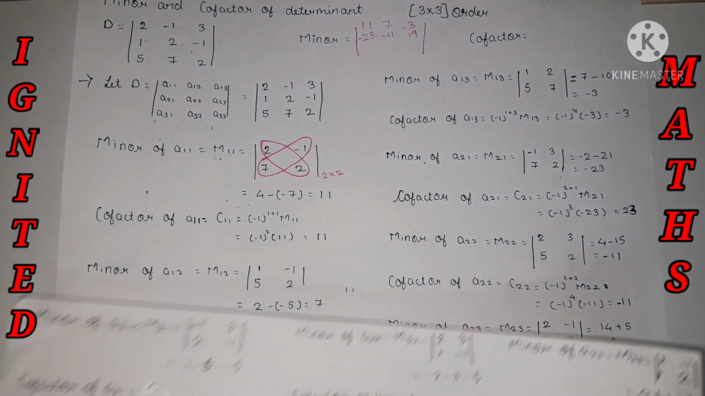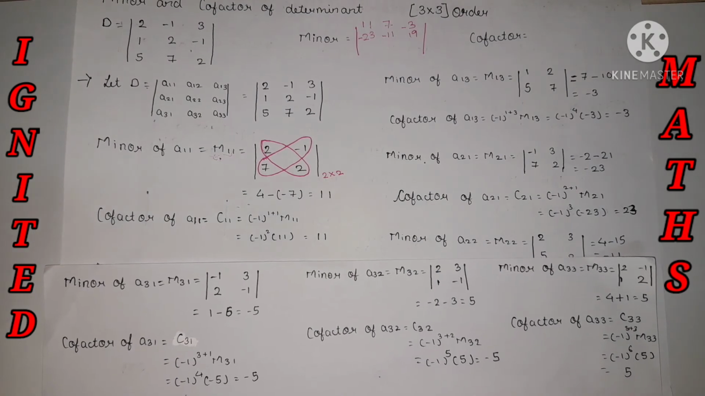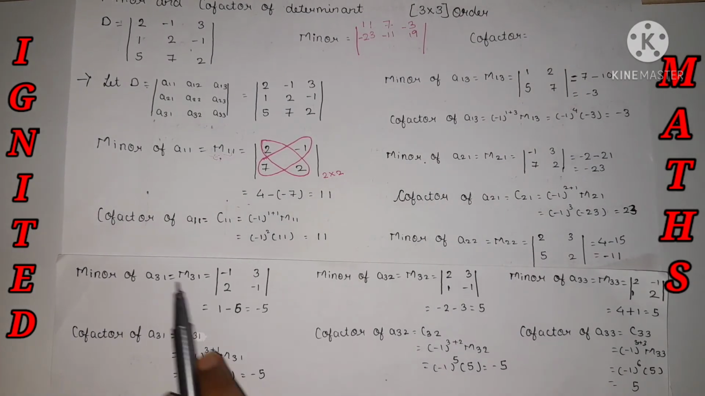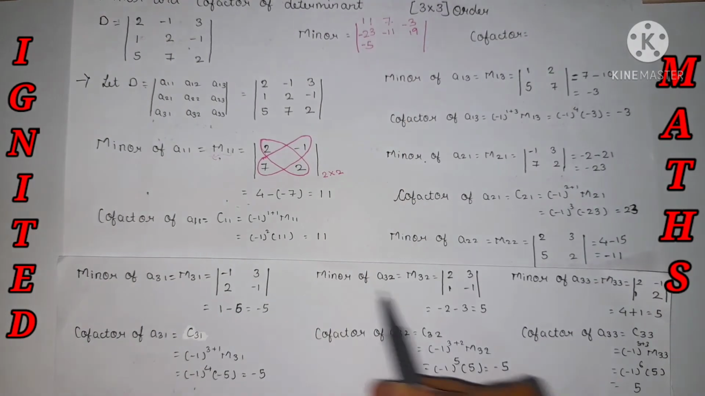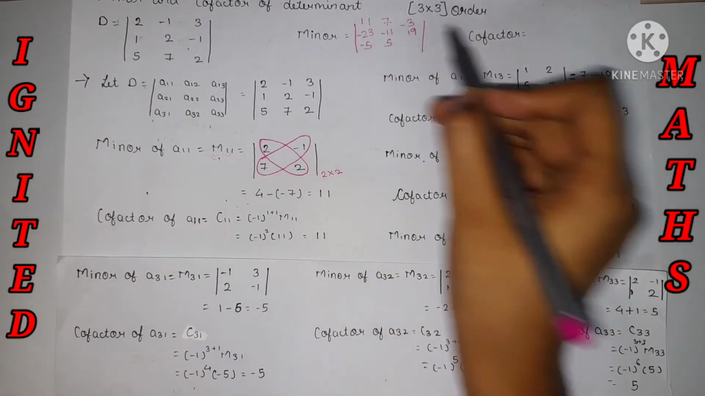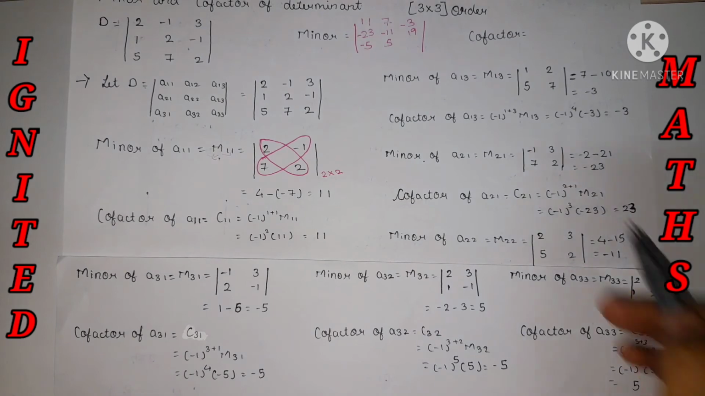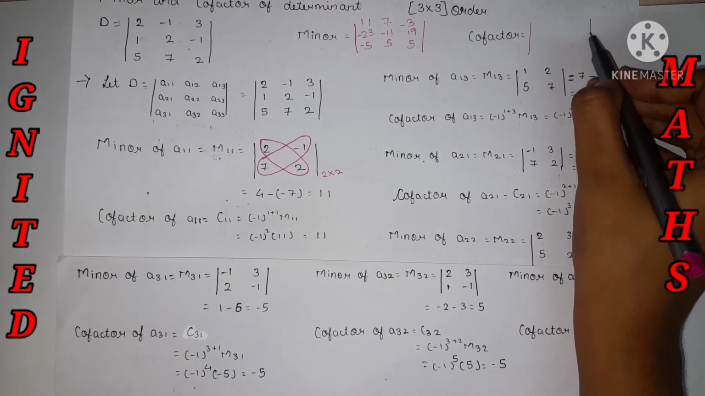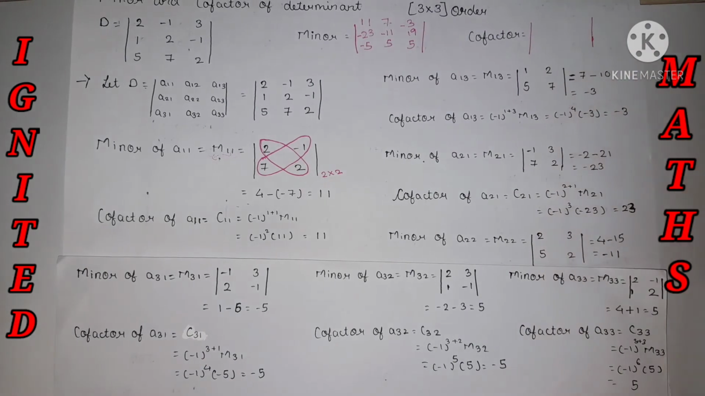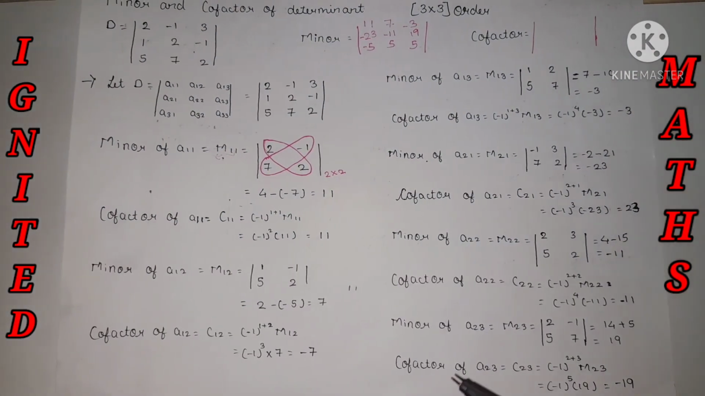Now the other 3 are still remaining. Yes, so even that we will mention. A31 is -5. A32 is 5, and A33 is 5. Yes, we have represented the determinant. The same thing we need to represent for the cofactor also. Represent the minor elements also.